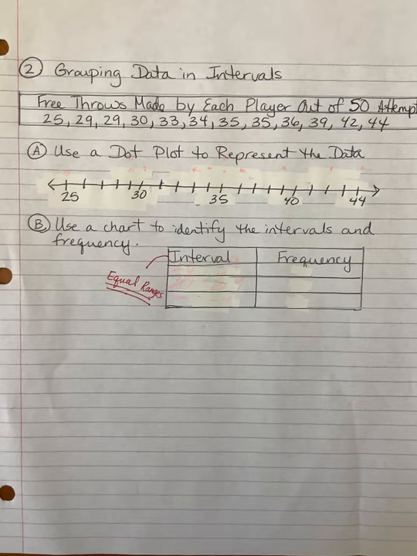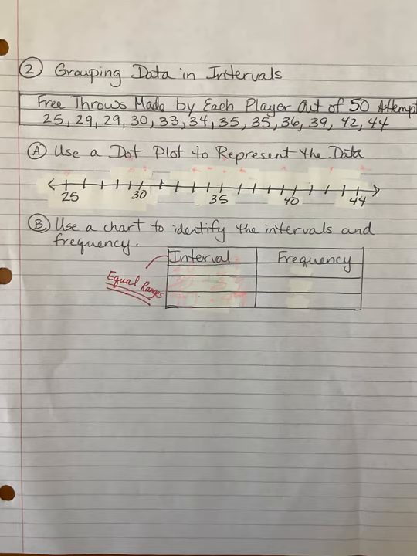Now, I could break that up differently. I could have more intervals with smaller ranges, but just for the purposes of what we're doing right now, I'm doing a little bit bigger intervals of 10. And you'll notice 20 is not on the number line, but I know where it would be, and 49 is not on the number line, but I know where it would be.